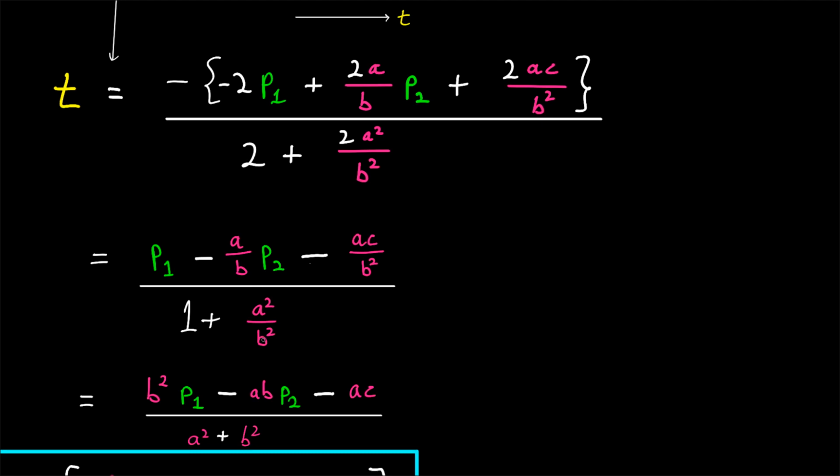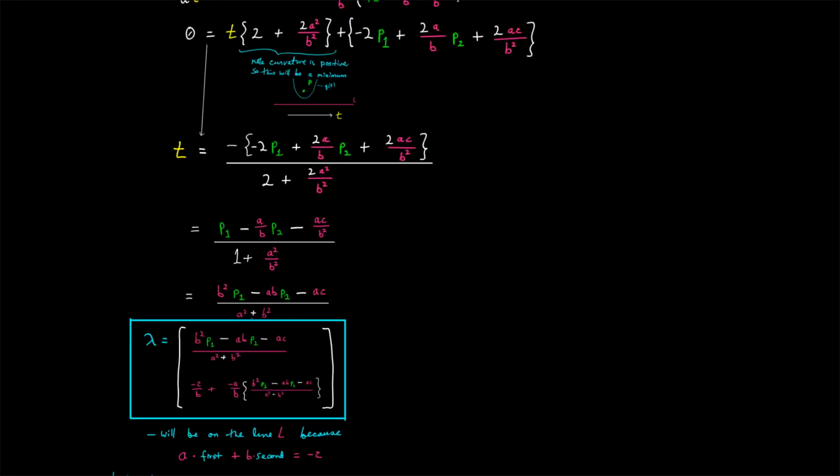Well, to clear fractions, you multiply top and bottom of the fraction by the same thing, as long as it's not 0, because you can't divide by 0, and 0 over 0 doesn't make any sense. If you multiply the fraction top and bottom by the same thing, that's equivalent to multiplying by 1. So you get b squared p1 minus ab p2, so I just multiplied by b squared, minus ac, all over a squared plus b squared. Okay, so that's our value of t.